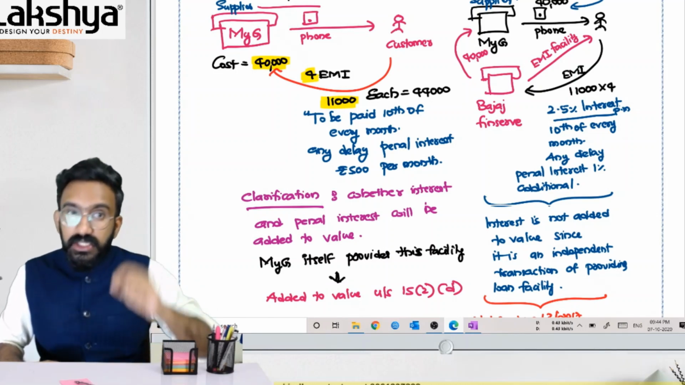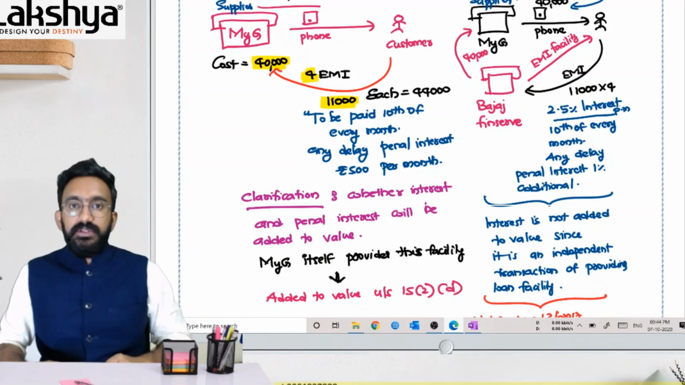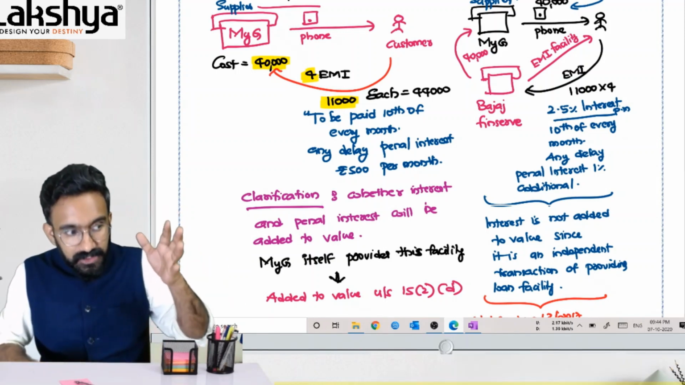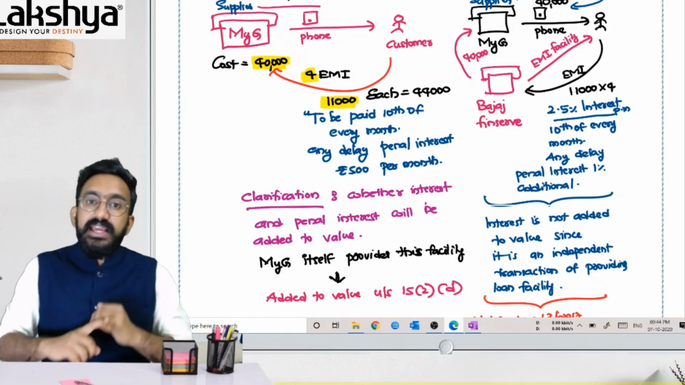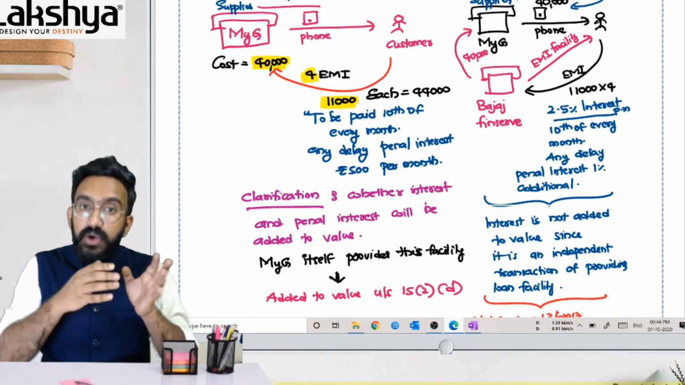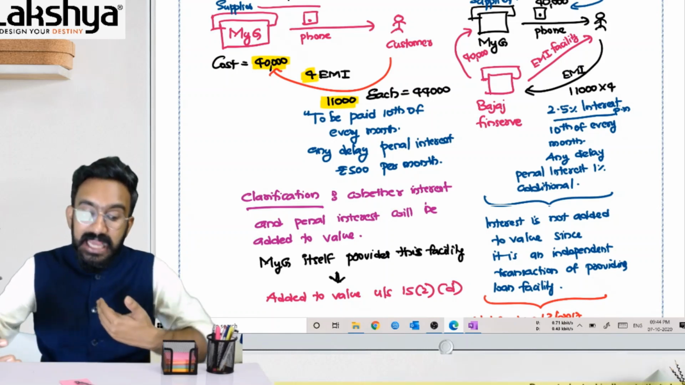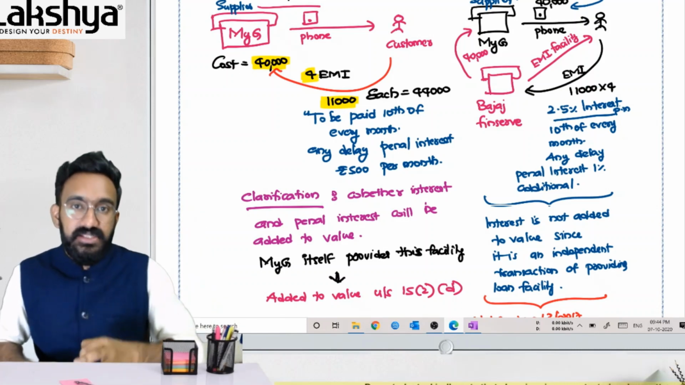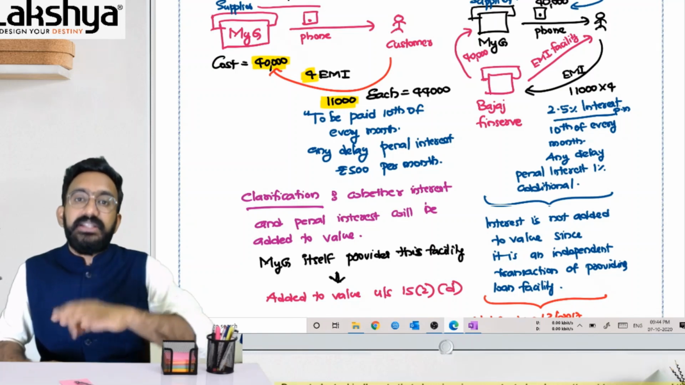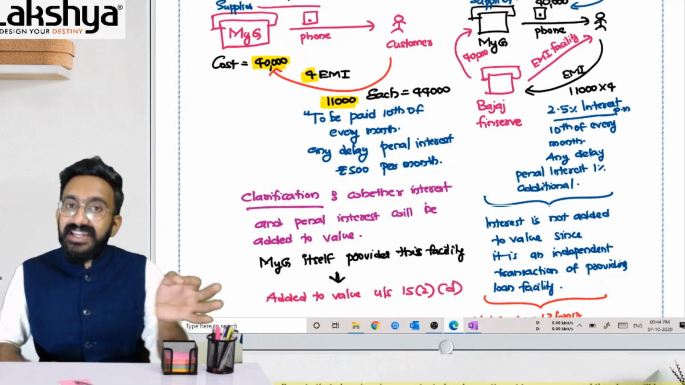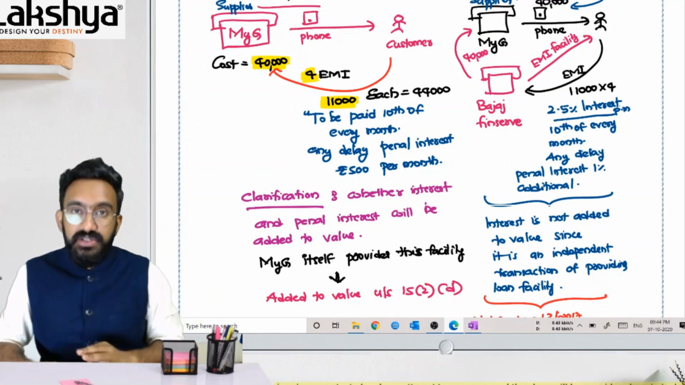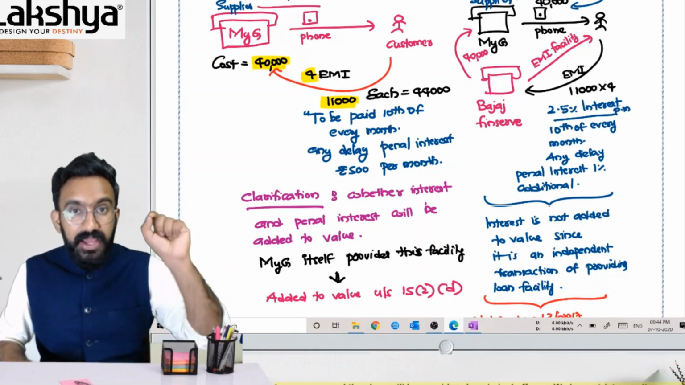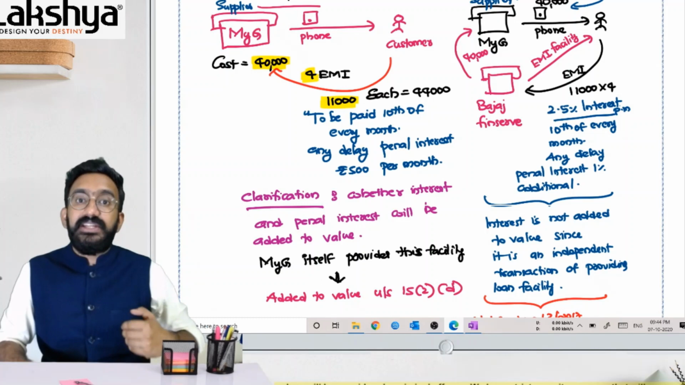Now the value of supply of goods, if you look at section 15 valuation, 15 subsection 2 clause D says, any interest, late fee, penalty on delayed payment of consideration should be added to the value of goods or service. Now this is a clear case of delay in payment of consideration, and this interest and late fees, penal interest has to be added to the value because MyG, the supplier of goods, is providing the facility of delayed payment.